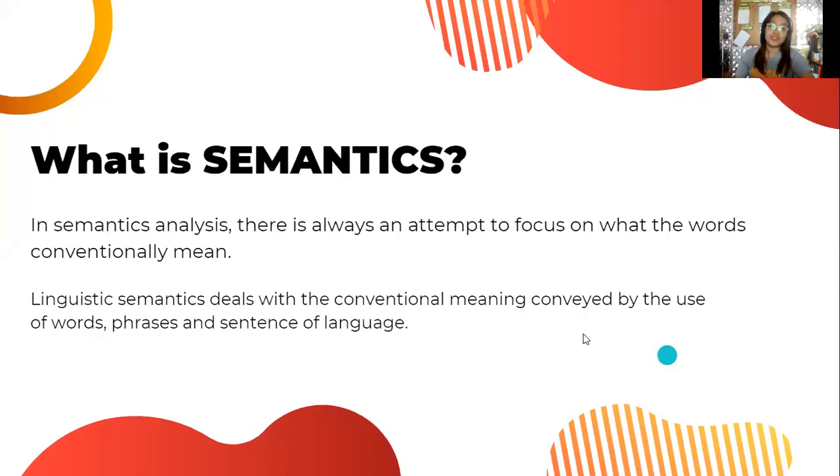It says here that in semantic analysis, there is always an attempt to focus on what the words conventionally mean. Meaning to say, it is very important for a person to have their basic recognition starting from when they are a kid. So dapat alam na nila yung idea ng chair, idea ng table, idea ng bathroom, idea ng mga bagay that they see or the surroundings na meron sila.